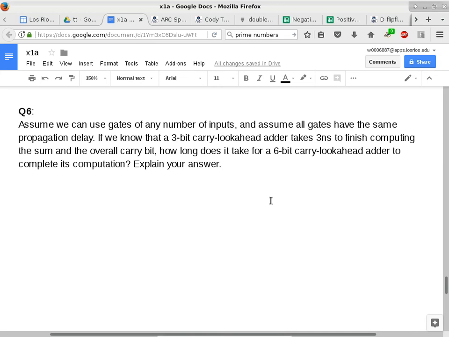No difference whatsoever. If we know that a 3-bit carry look-ahead adder, which you already know, takes 3 nanoseconds to finish computing the sum and the overall carry bit, okay? So in 3 nanoseconds, we get everything that we need out of that particular 3-bit adder. How long does it take for a 6-bit carry look-ahead adder to complete its computation? Explain your answer. So the answer is 3 nanoseconds in this case, because that is the whole point of the carry look-ahead mechanism.